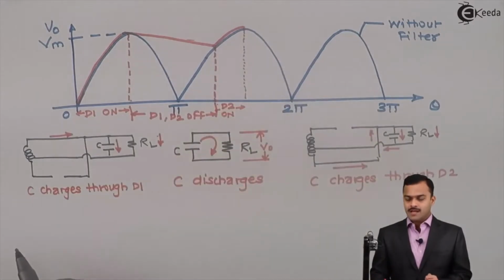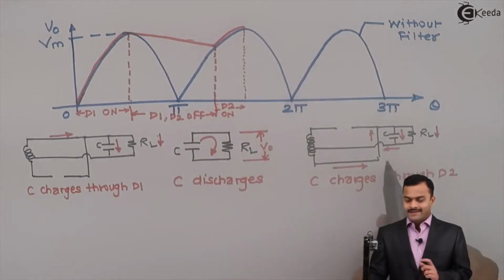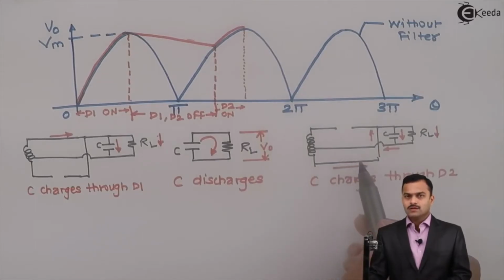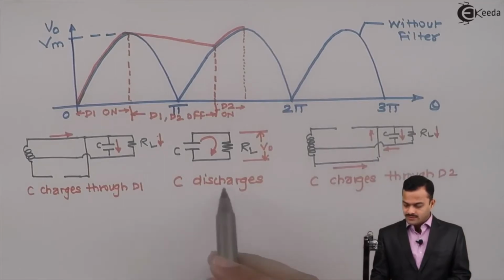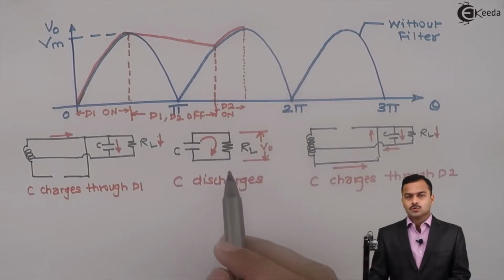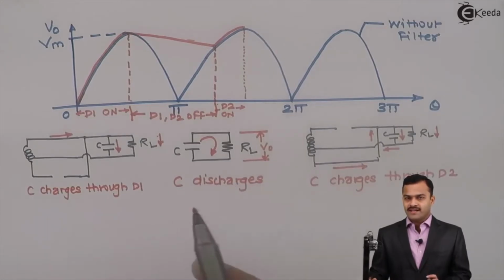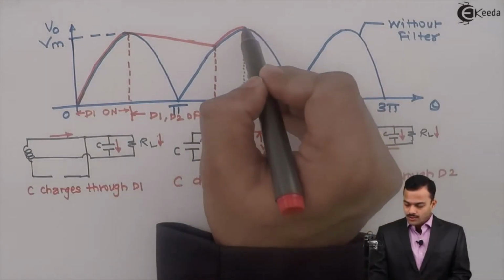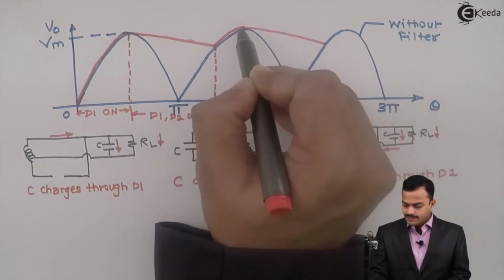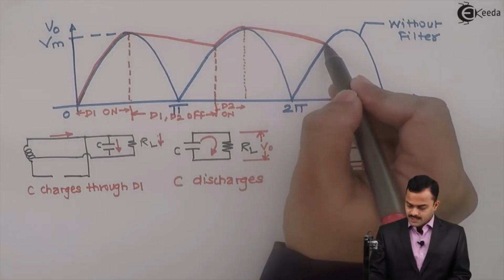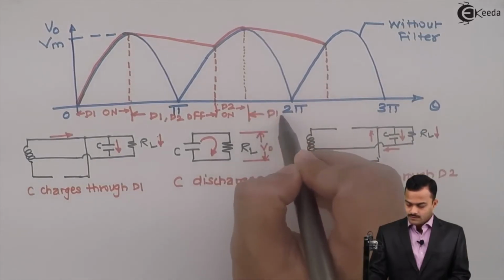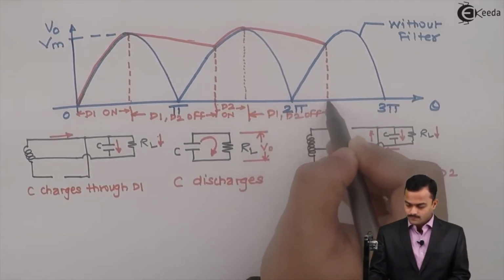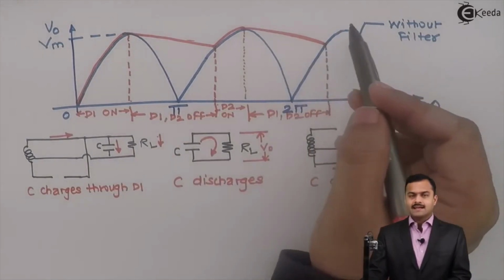Once it reaches a maximum value, then there will be a reverse voltage across D2, resulting in reverse bias of D2 along with D1. So once this is reverse bias, once again capacitor will go in this mode. It will discharge through RL, and the discharge time is very high. That means it will take a lot of time to decrease its voltage. So during this time, what is happening? Both the diodes are reverse bias. That means D1, D2 are off. So ultimately this cycle continues.